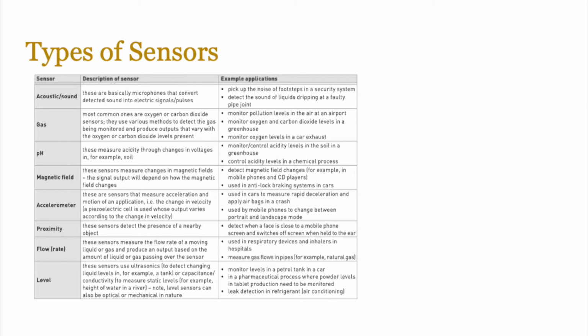Proximity sensors detect the presence of a nearby object. They detect when a face is closer to a mobile phone. So when you bring your phone closer to your face, when you want to make a call, the screen switches off.